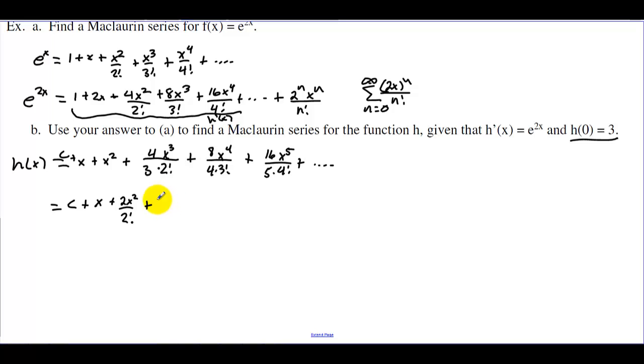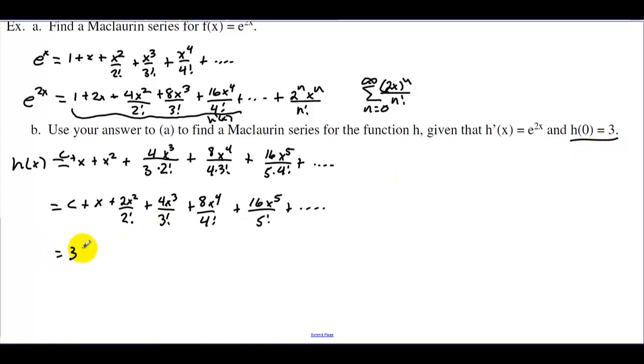And then we'd have 4x to the third over, this really turns into 3 factorial. It would be 1 times 2 times 3. That is 3 factorial. This is 1 times 2 times 3 times 4. That's 4 factorial. So plus 8x to the fourth over 4 factorial plus 16x to the fifth over 5 factorial, and keep on going. Well, what about this constant? If we plug 0 into all of the variables, all of those become 0, and then that would be equal to 3. So the constant is just simply 3.